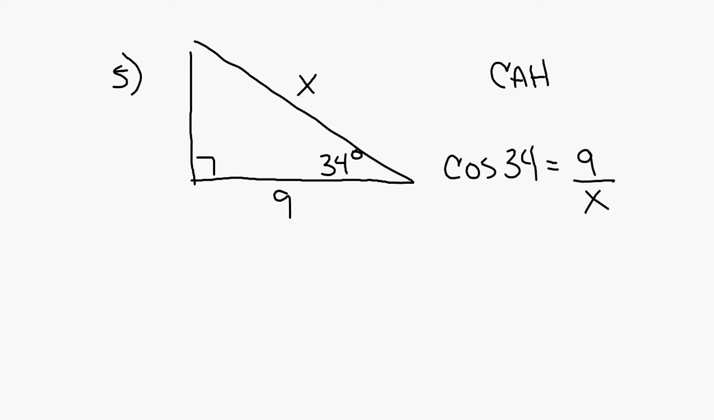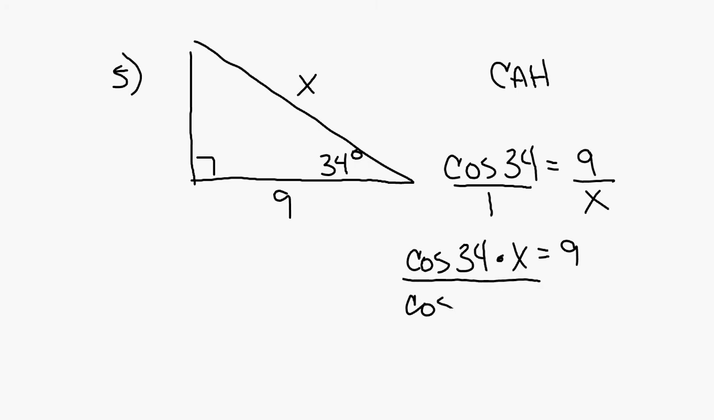Put your cosine 34 over 1. Crisscross multiply. Cosine 34 times x equals 9. Divide by cosine 34, and x will equal 10.9.